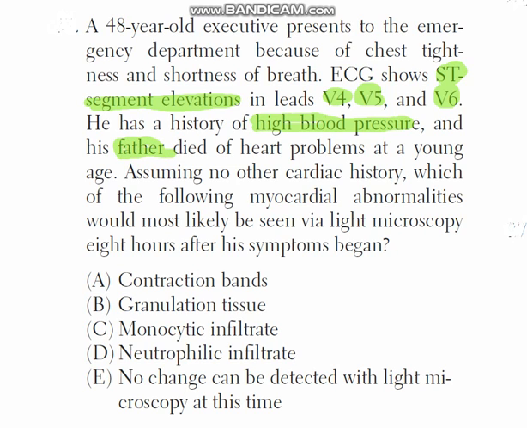Assuming no cardiac history, which change can be seen under the light microscope 8 hours after the acute myocardial infarction? So we understand the whole scenario: the man has suffered a myocardial infarction. He demonstrates 2 of the 5 important risk factors for developing heart disease, which include hypertension, hyperlipidemia, tobacco use, diabetes and family history of heart disease. But this patient has only 2, hypertension and the family history.